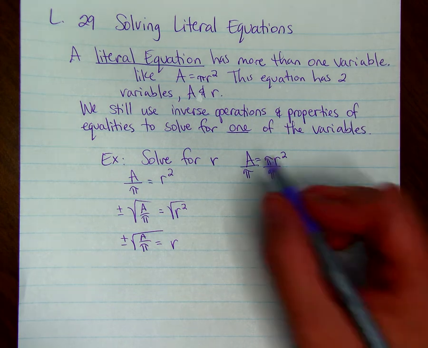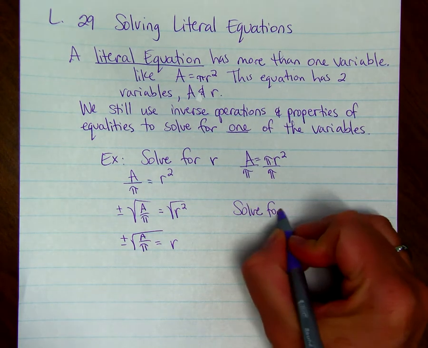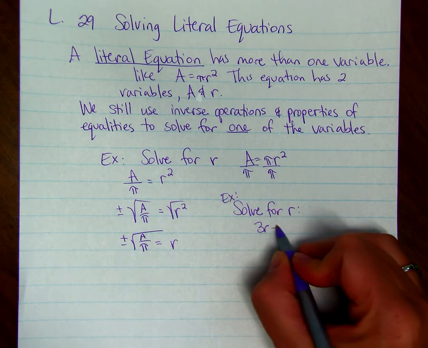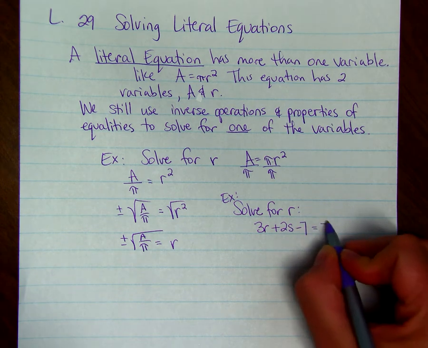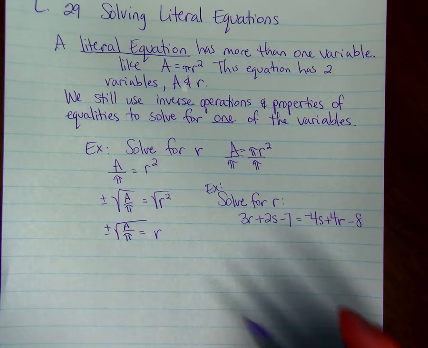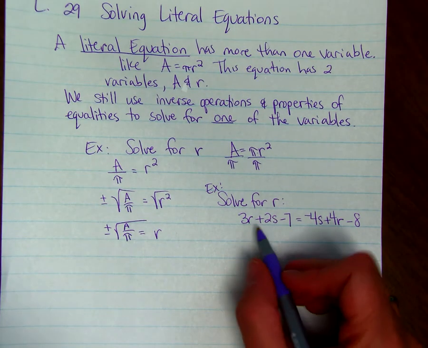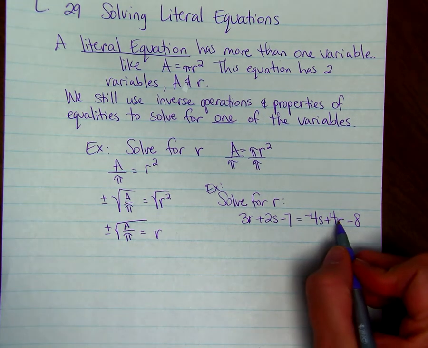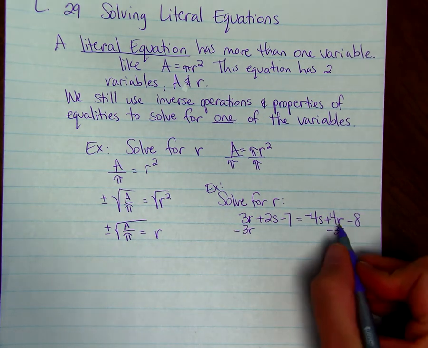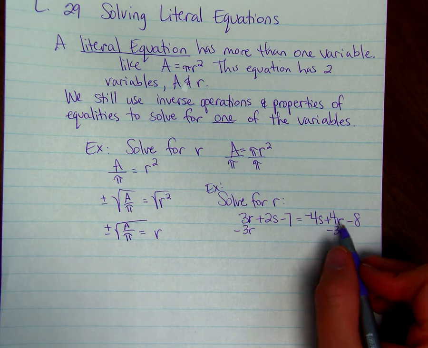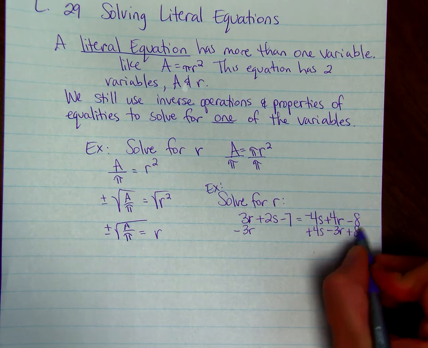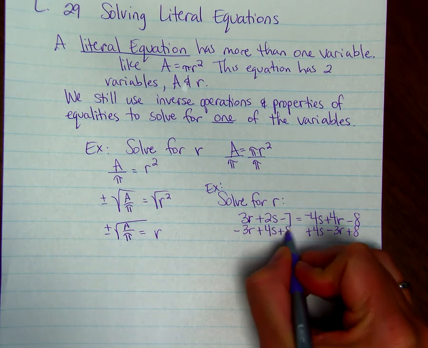We're going to do another example where we want to solve for r. 3r plus 2s minus 7 equals negative 4s plus 4r minus 8. Now we want to solve for r. I look here and I see there's 3r and there's 4r. If I subtract the smaller one from both sides, I'll get a positive 1r on the other side. So I'm going to need to add a 4s here, and I'm going to need to add an 8. So I'm going to add 4s, and I'm going to add 8.